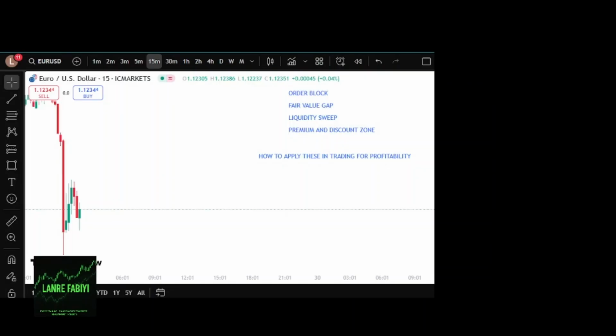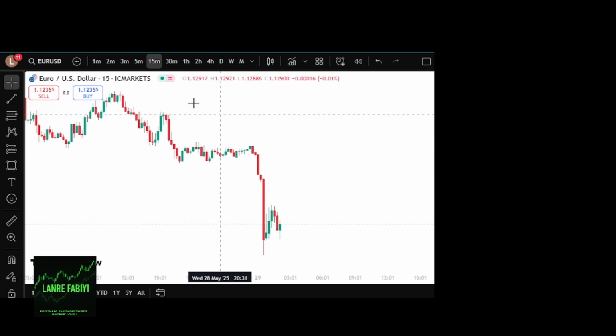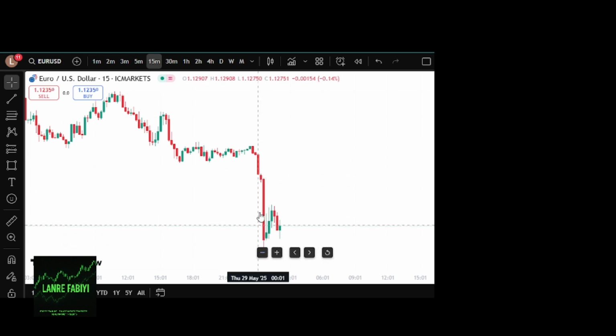So now, when we talk of order block, what is order block? Order block is usually the last candle before the impulse move in the market. Let me show you. Look at this impulse movement. Can you see this movement from here to here? We call it impulse movement.